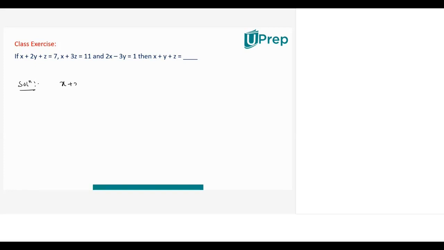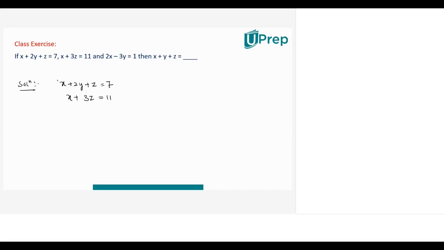What are the equations you have? You have x plus 2y plus z equal to 7, and your second equation is x plus 3z equal to 11. Now let's solve this. Here, you have to eliminate z so that you'll get an equation in two variables x and y. Already you have an equation in x and y, the last equation. Solving those two equations will give the value of x and y. Then substituting those values in the first equation, you'll get z. Easy to understand, easy to solve.